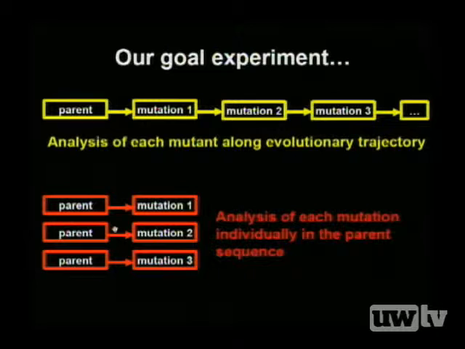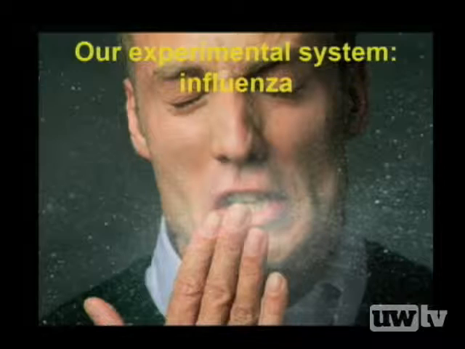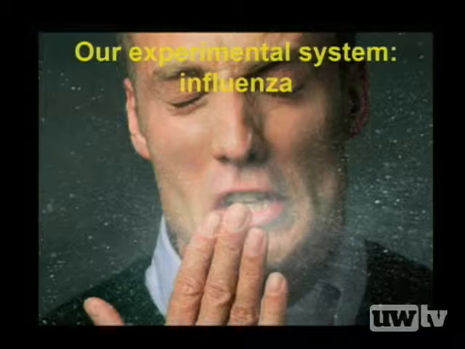And if we see something like this, where we see mutation 3 was able to occur along this evolutionary trajectory, but it's deleterious by itself, then we know that there are indeed some sort of interesting epistatic interactions during the evolutionary process. So in my lab, we work on influenza, and influenza is interesting for a large number of reasons. I'm not going to talk about all those reasons today. I'm just going to tell you why it's a good system to answer the question that I was just posing.